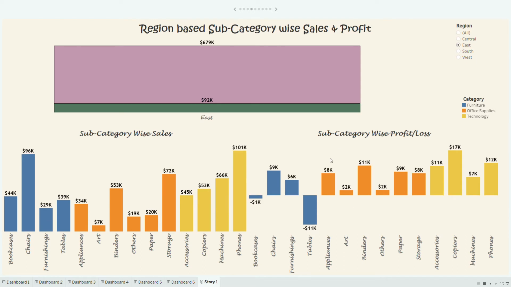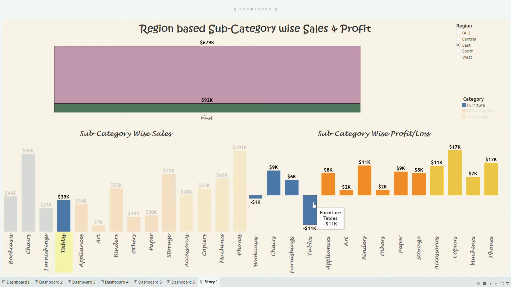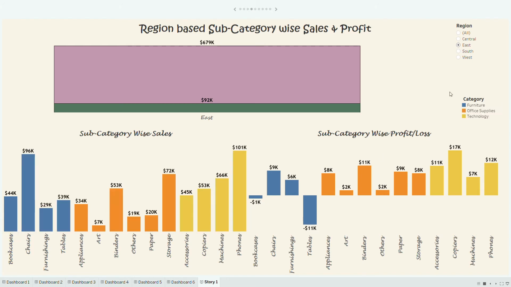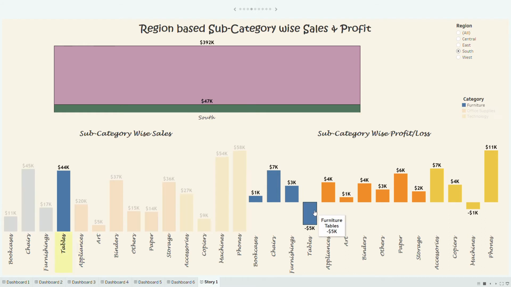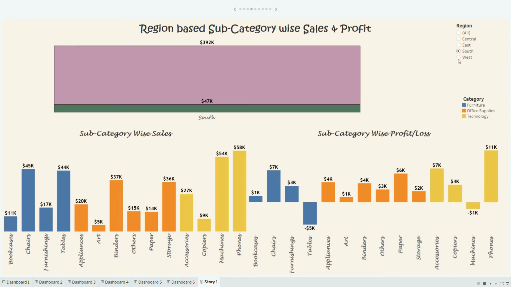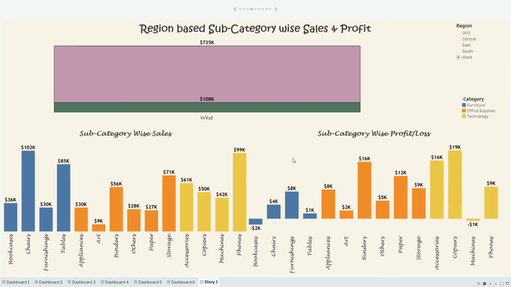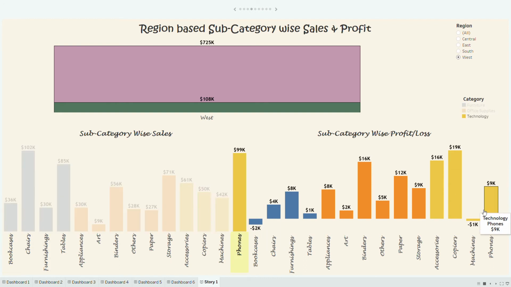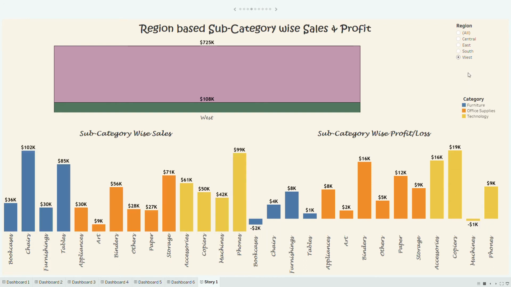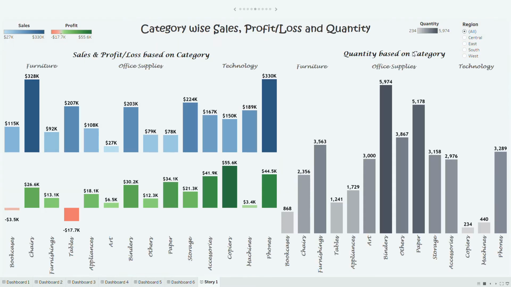In the east, we can see tables and bookcases are in losses. Now in the south region, we can again see tables and machines are in losses, whereas phones and accessories are earning profit. In the western region, we can see again bookcases and machines in the loss. Next here is a category-wise sales, profit and loss, and quantity.